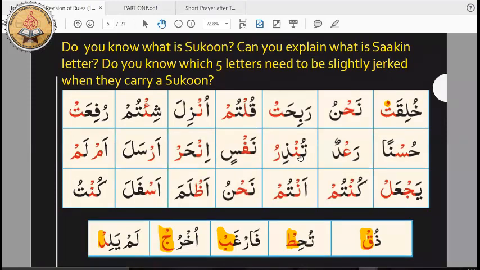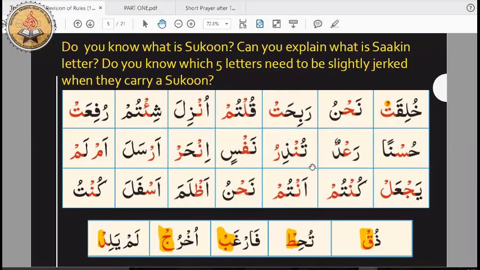Now try saying this again now, properly. Tunziru. Well done, okay? Obviously, it will come with a bit more practice, but you are doing really well. Now, can you tell me which letter is the second letter in this? Noon. Yes, noon is the second letter.